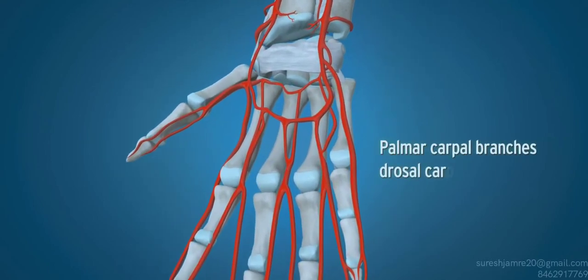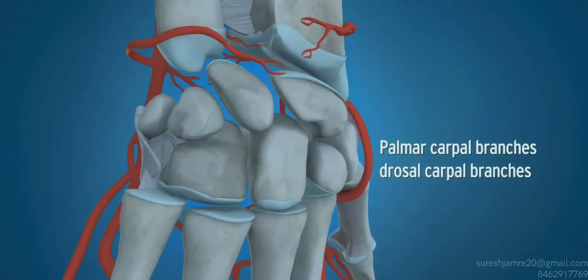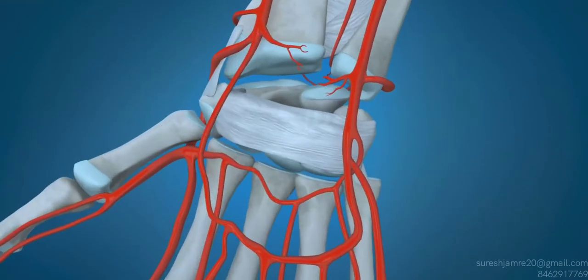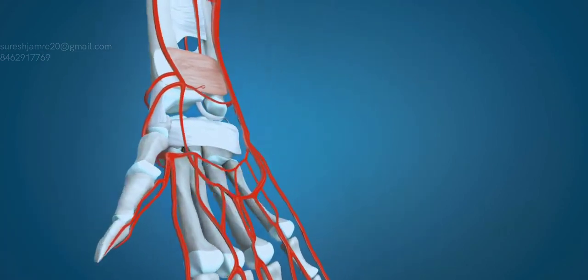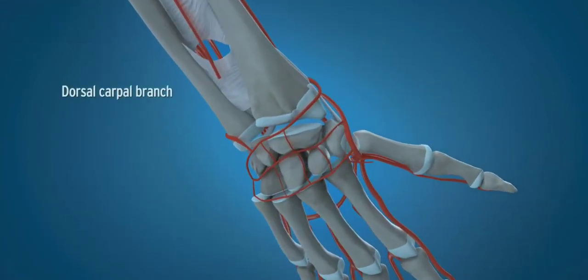Palmar and dorsal carpal branches take part in the anastomosis around the wrist joint. Palmar carpal branch anastomoses with palmar carpal branch of the radial artery to form palmar carpal arc. Dorsal carpal branch arises just above the pisiform bone. It passes backwards deep to the flexor tendons and takes part in dorsal carpal arc by anastomosing with the dorsal carpal branch of radial artery.